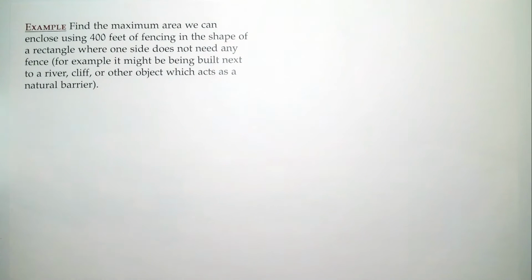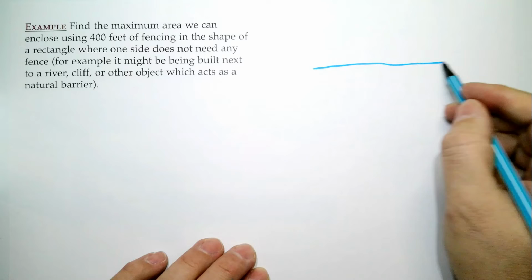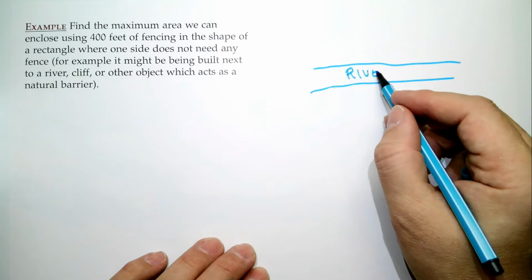So the first one. Find the maximum area we can enclose using 400 feet of fencing in the shape of a rectangle where one side does not need any fence. For example, it might be being built next to a river or a cliff or some other object which acts as a natural barrier. So what do we have? Well, let's suppose we have a river, and I'm going to draw a river here. And you can tell this is a river because of how good my drawing is.